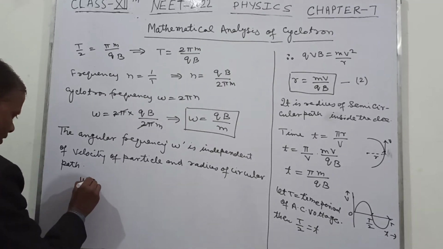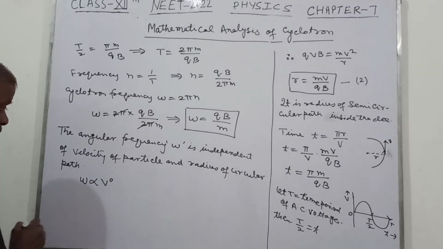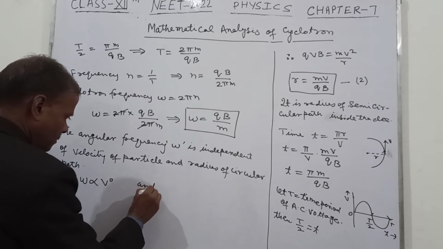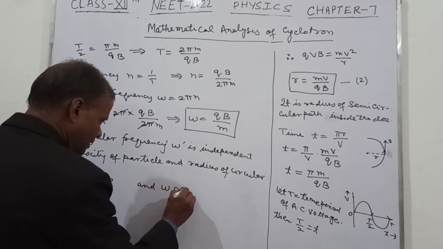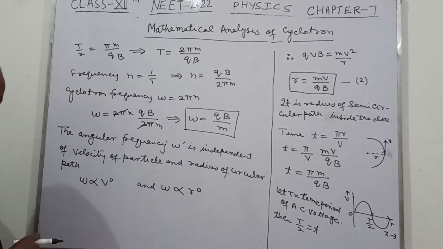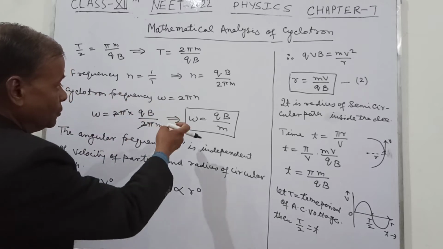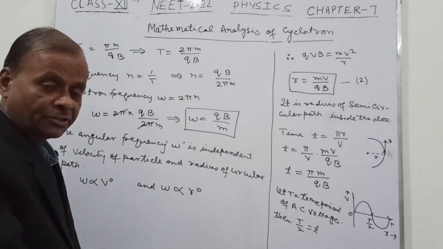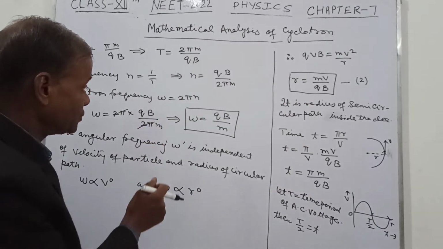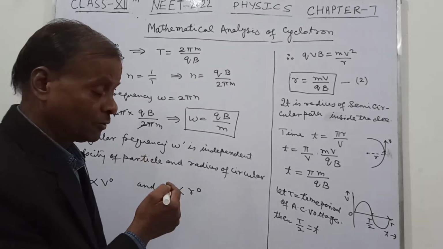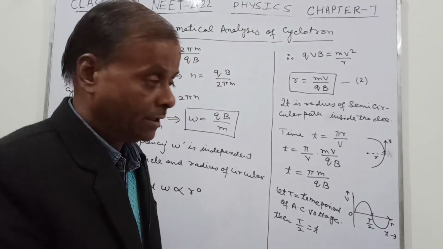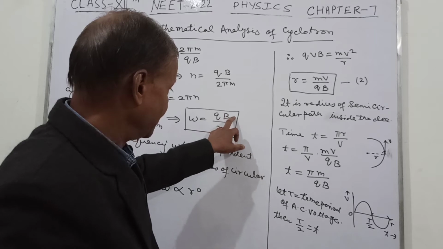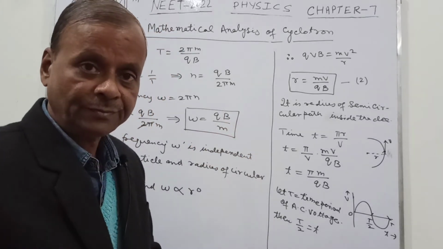So how can we write this one? This omega is independent of v, so this is v raised to power 0, and omega is independent of radius r raised to power 0. These are not coming in this factor. So this angular frequency is independent of the velocity and independent of the radius of the circular path. So the cyclotron frequency depends only upon the charge, the magnetic field and the mass of the charged particle.